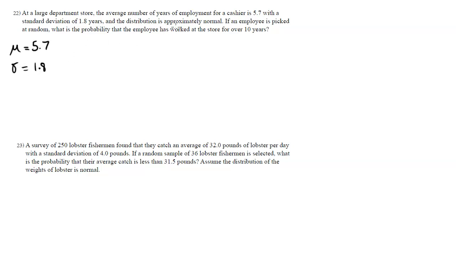It's a normal distribution, cool. If an employee is picked at random, what's the probability that that employee has worked at the store for over 10 years? 10 is the value that we're interested in, so I'll call that our X value. I think the best way to do this problem is to convert this X value, this value that we're interested in, to a Z value, because this is normal, right?